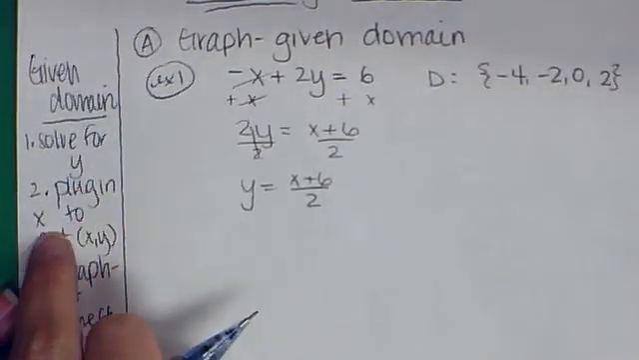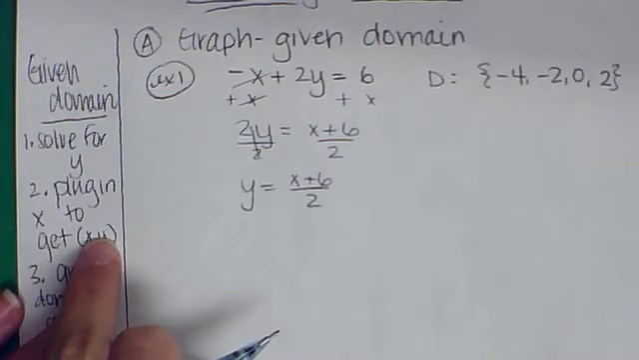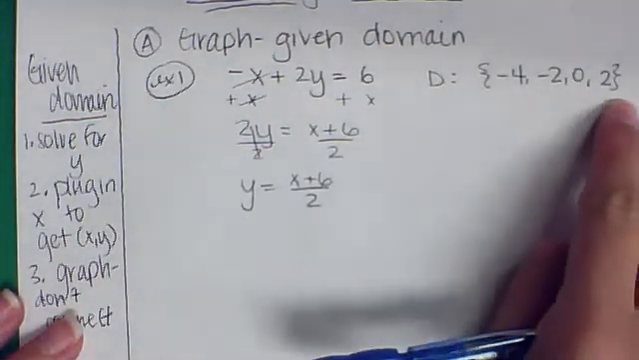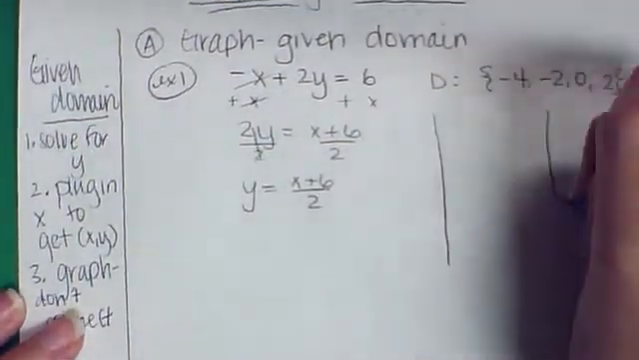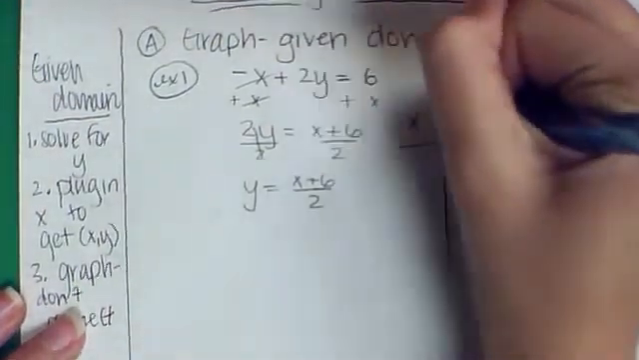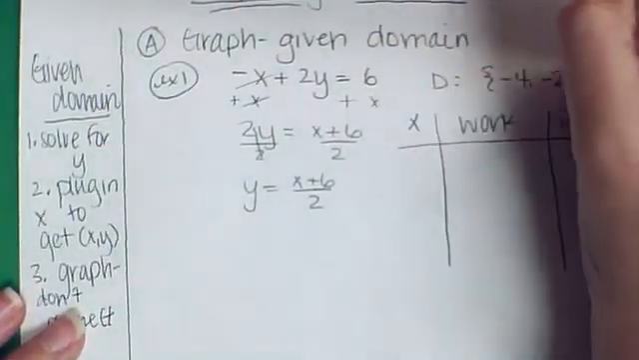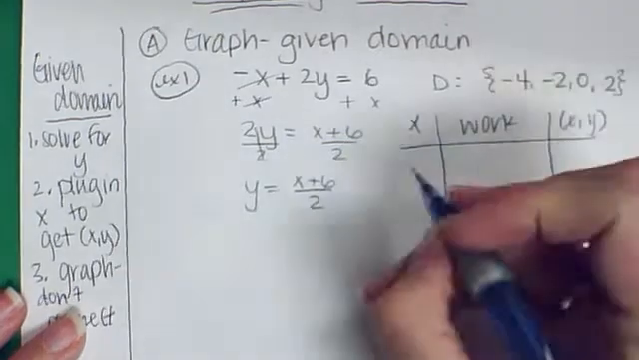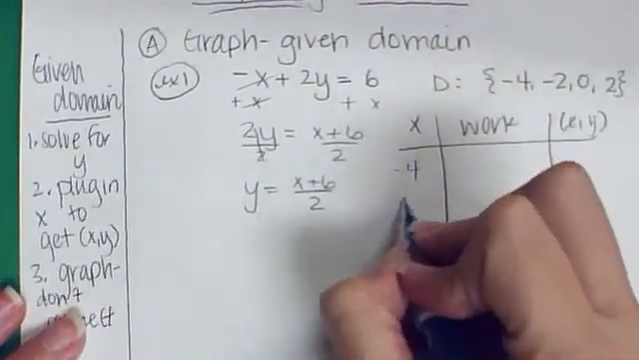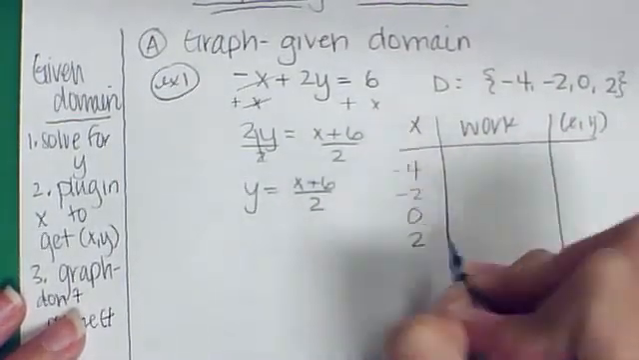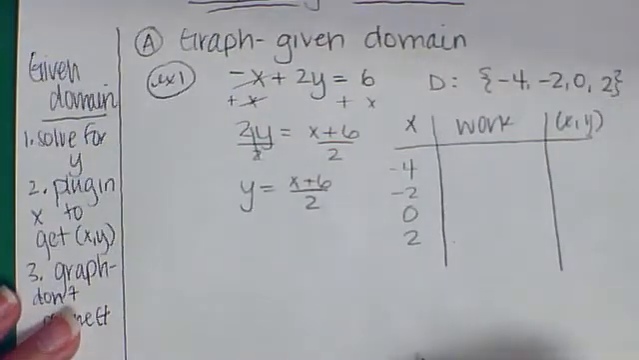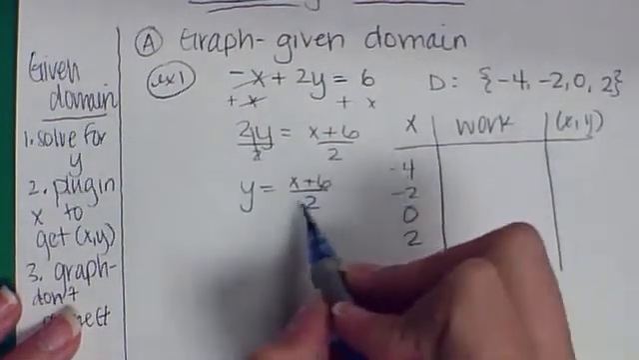Now, plug in x to get xy. What x's do I plug in? The ones from my domain, because remember, domain just means x. I'm going to make a 3-column chart: x, work, and xy. The x values come straight from the domain: negative 4, negative 2, 0, and 2. My work column is where I plug my x value into my equation.